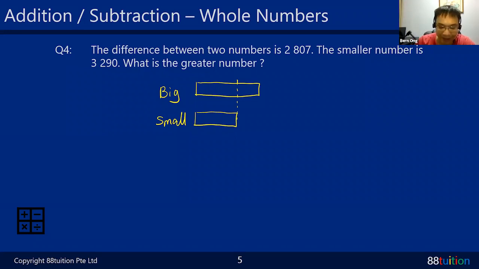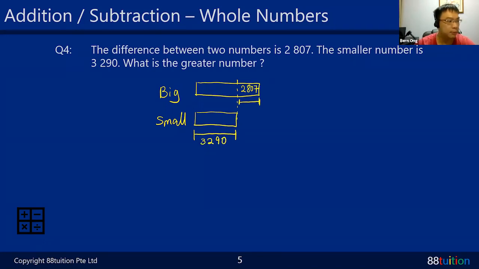Okay, so 6,900. Where is it? The difference. What is the meaning of difference? Difference means the gap. Hey, 6,931 is wrong. Check again. It's not 6,931. So difference means the gap, this portion here. The gap down here is 2,807. The smaller number is 3,290. This is the smaller number. Brandon, it's not. This is 3,290.